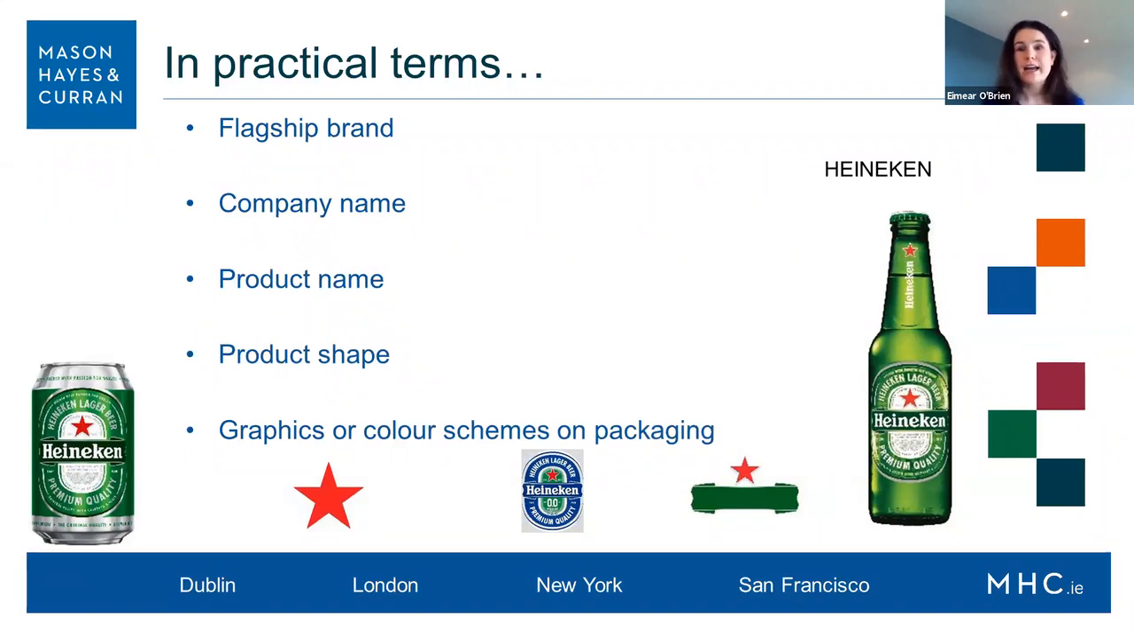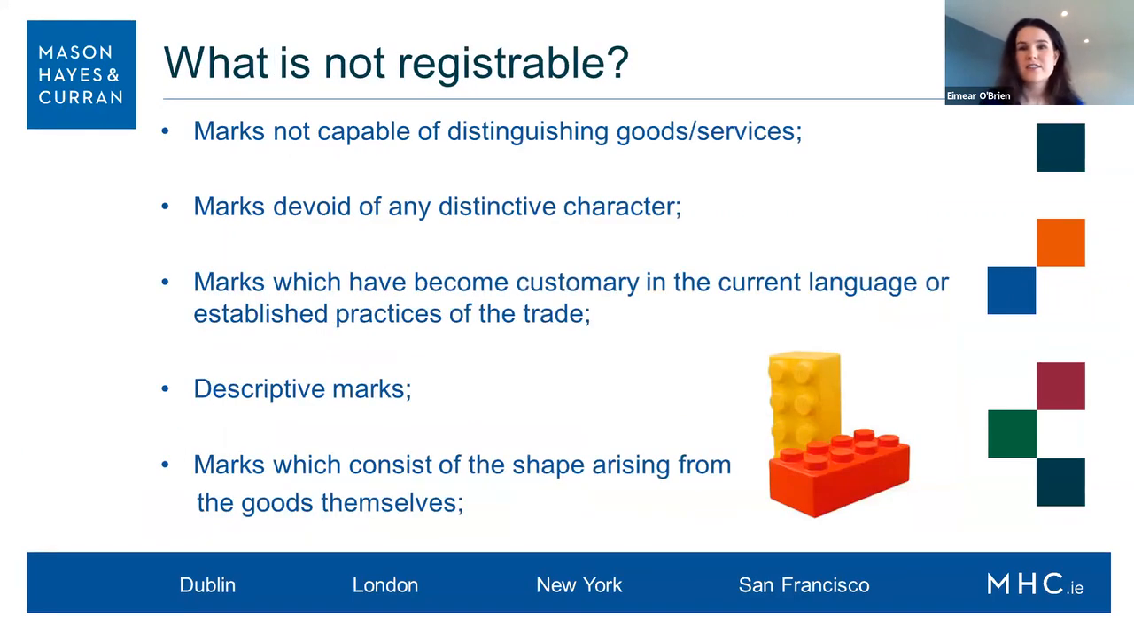While we're looking at what can be trademarked, it's also really important to understand what can't be trademarked. And that's why I've set out in the next two slides a list of examples of what cannot be registered as a trademark. So at the top here, marks not capable of distinguishing goods and services. And I mentioned this briefly before because this is essentially the core function of a trademark. It must be capable of distinguishing your goods and services from those of your competitors. Secondly, marks devoid of any distinctive character.